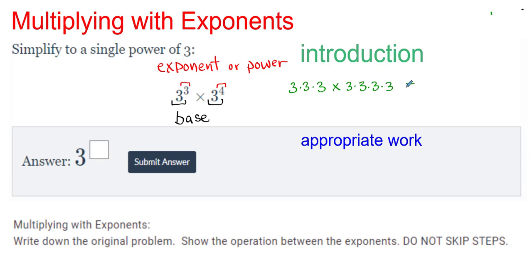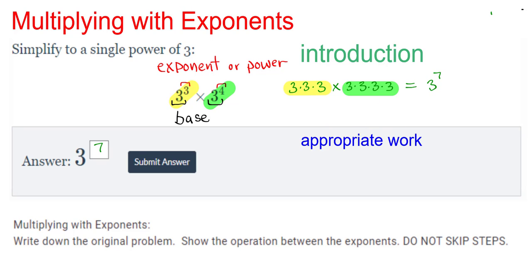And then if you want to go ahead and work it out, if you simply count all the 3's, we'd have 1, 2, 3, 4, 5, 6, 7. So that's going to simplify as 3 to the power of 7, which is our solution right here if we clicked it in. And just to clarify, let's use some color coding. So 3 to the power of 3 was this first group, and 3 to the power of 4 was my second group.